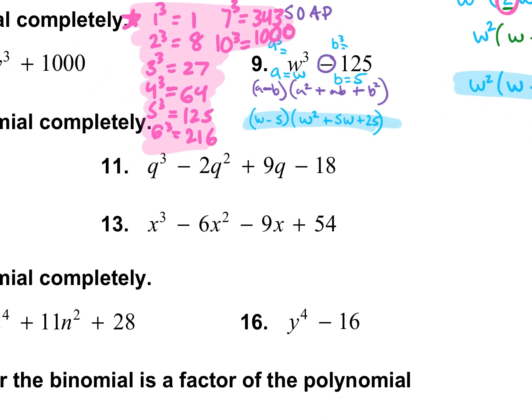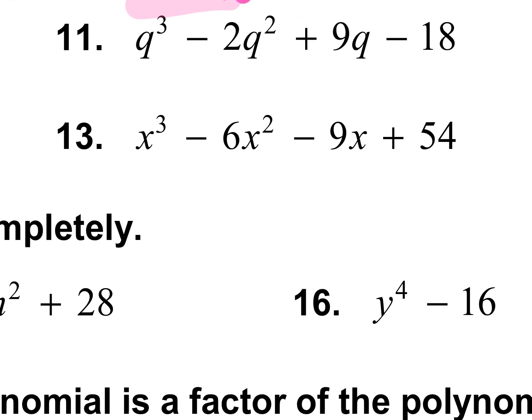So looking at 13. How do I factor something when I have 4 terms? Grouping. Group the first 2, group the second 2. What's the GCF from our first group? X squared. When we take out an x squared, what are we left with? X minus 6. What's the GCF from the second group? Why negative 9 and not positive 9?